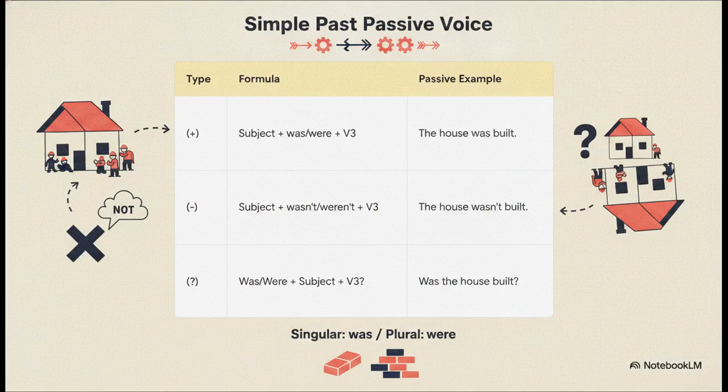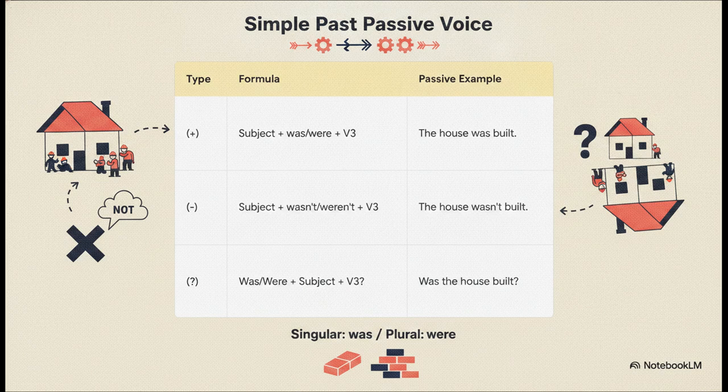Let's break down the basic math of this grammar. Your core formula is always going to rely on your subject, followed by either was or were, and then verb 3, the past participle. So for a positive sentence, the team built the house transforms into the house was built by the team. If it's negative, you simply squeeze a not right after your was or were, and it becomes the house was not built by the team.